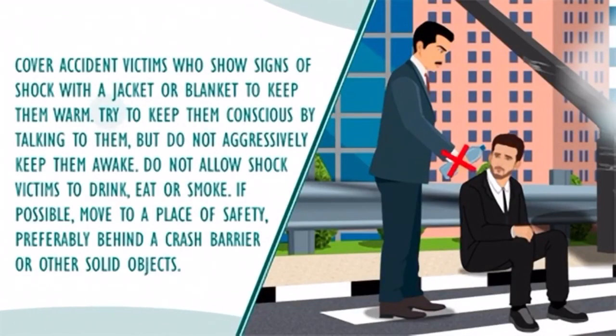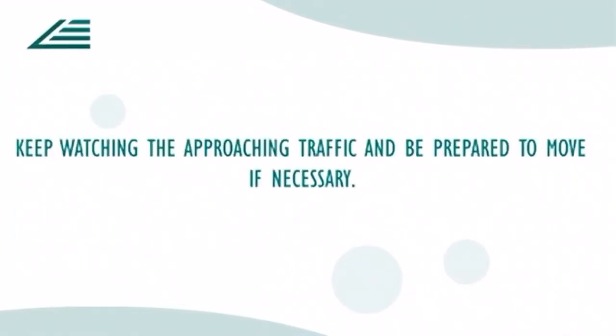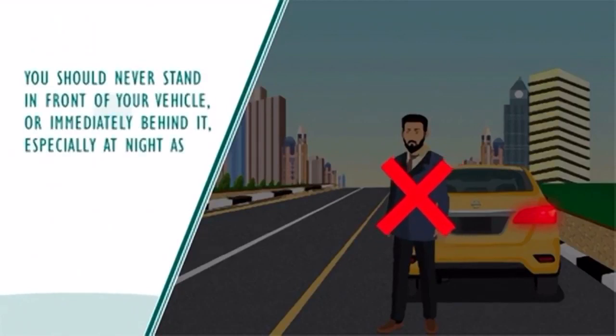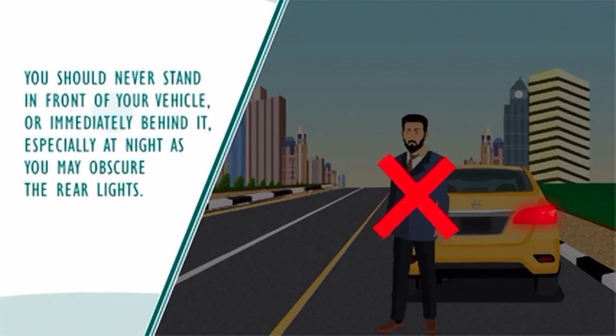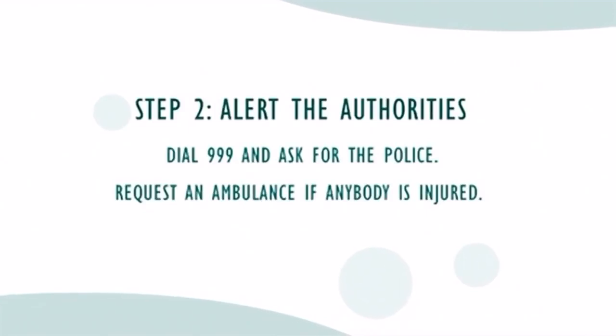If possible, move to a place of safety, preferably behind a crash barrier or other solid objects. Keep watching the approaching traffic and be prepared to move if necessary. You should never stand in front of your vehicle or immediately behind it, especially at night, as you may obscure the rear lights. Dial 999 and ask for the police. Request an ambulance if anybody is injured.